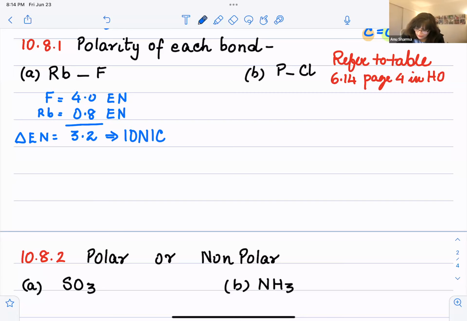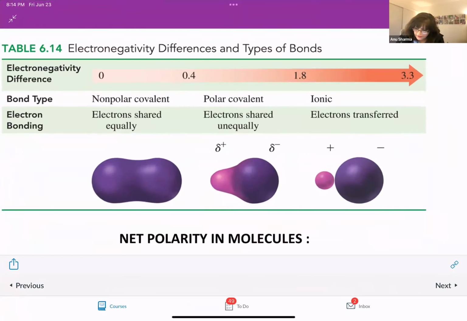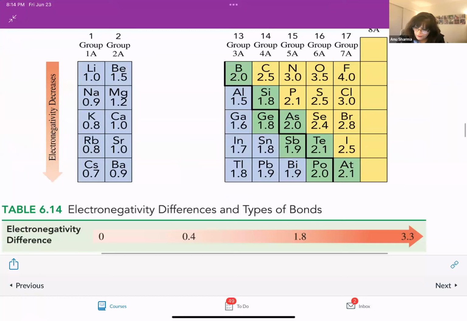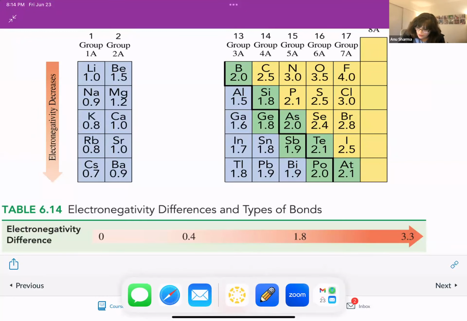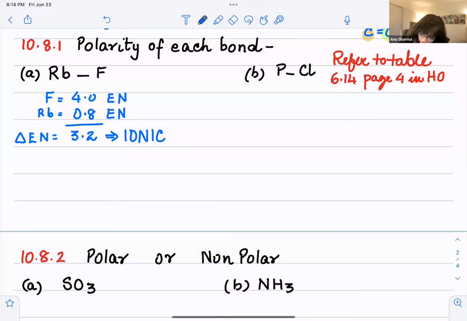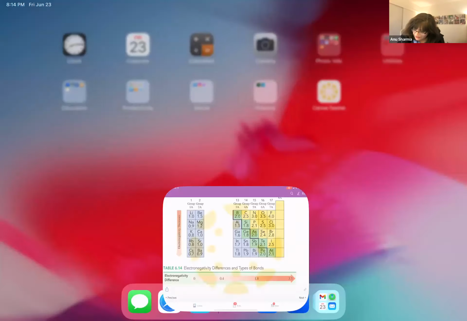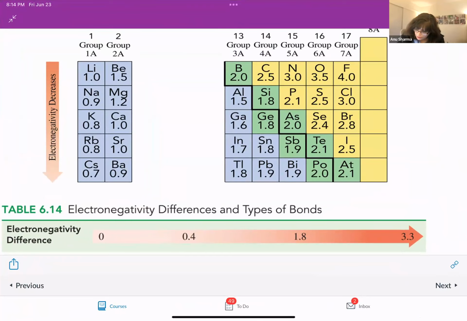Okay. Next is phosphorus and chlorine. So let's look at the electronegativity value of phosphorus. Phosphorus is 2.1. Chlorine is 3.0. So 2.1 and 3.0. So electronegativity of phosphorus, so was it? I forgot. So this one is, phosphorus is 2.1.